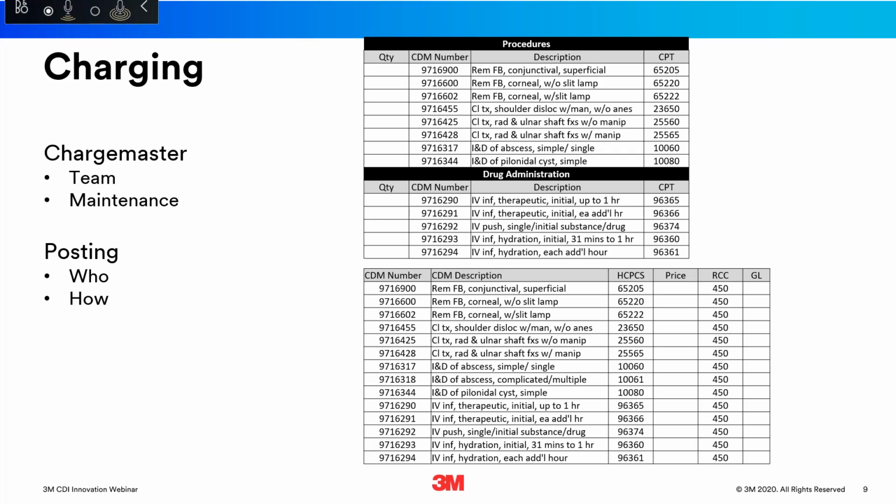You need to make sure that you have policies in place for what needs to be done when a coder or your charge staff come across a procedure that they don't have any way to bill for. Someone should review it and make sure it's the appropriate procedure code, and then follow the process of having it added to the CDM, added to the charge ticket, and then letting the staff that actually are going to report those charges know it's there, this is when it's used.